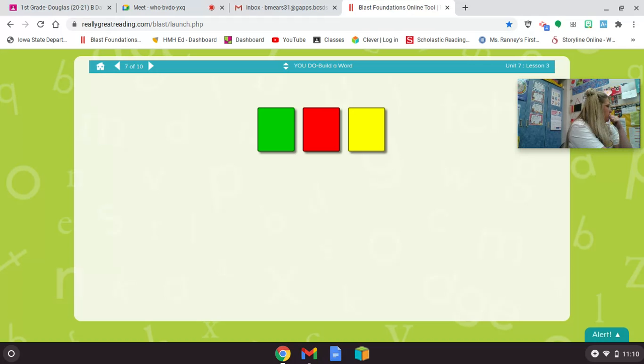All right, Cameron, let's see. I see your board. It looks like you have wet built. Good job. Let's stretch wet together and tell me what sound you hear.